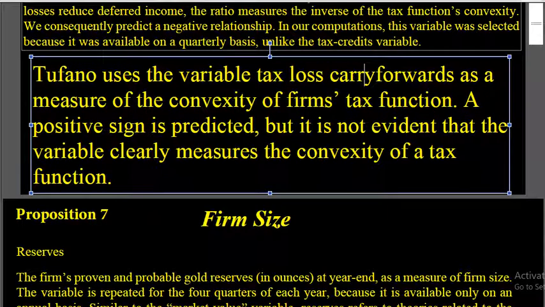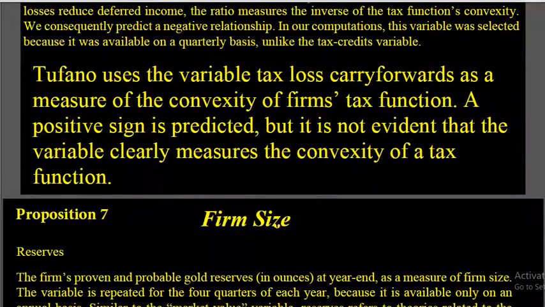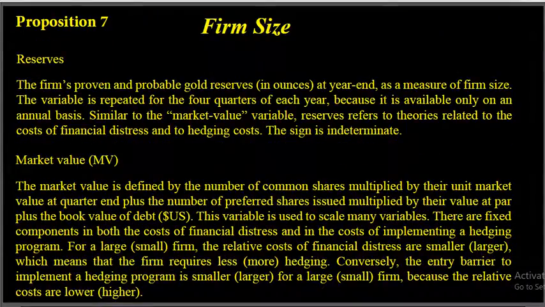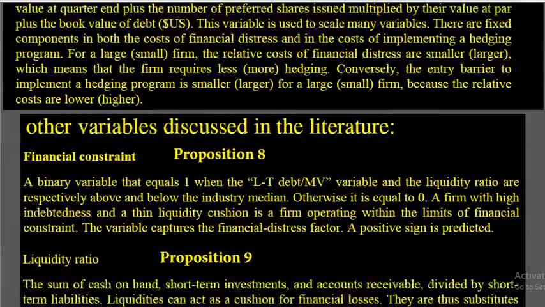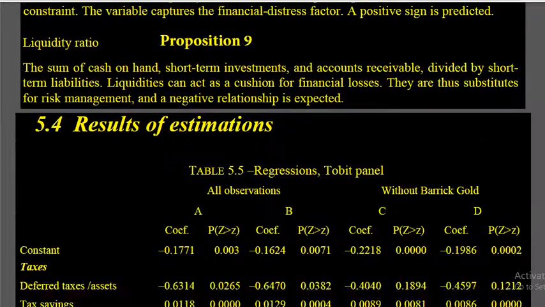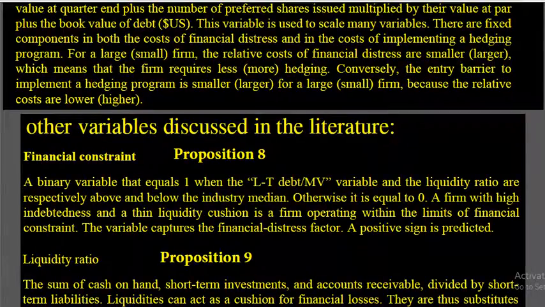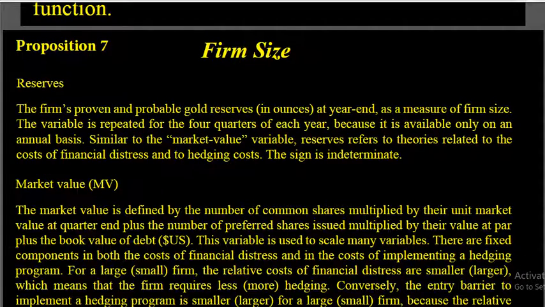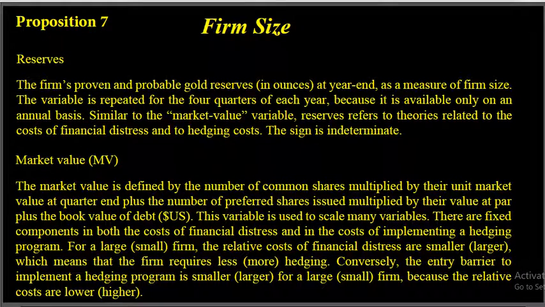Excellent. Now let's go to proposition 7, which is firm size. We only have three more propositions, so let's go quickly over these. For example, proposition 7 says that firm size has an ambiguous effect on the level of risk management.